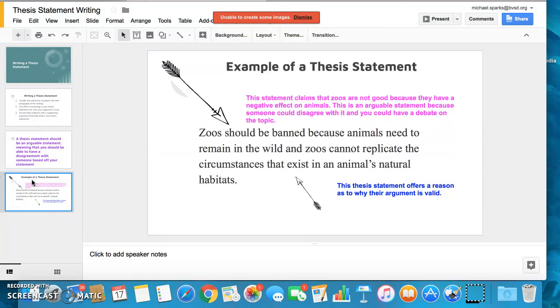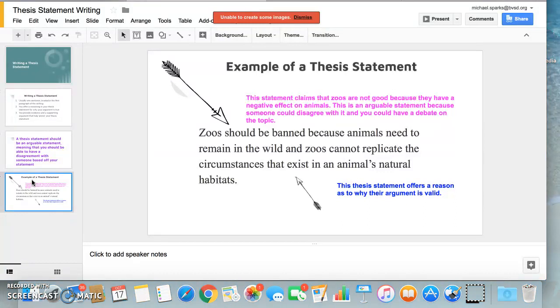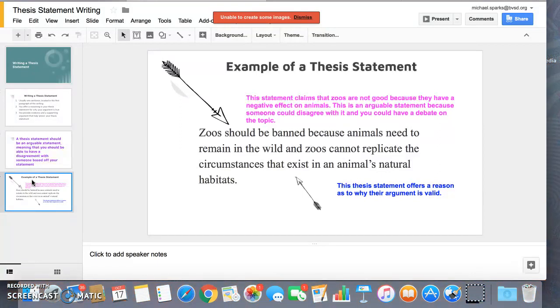The second criteria of a thesis statement is that it offers a valid reason for why it is true. Zoos should be banned because they cause harm to animals in that they cannot replicate an animal's natural habitat. When you are writing your thesis, you need to make a claim and then provide a reasoning as for why that claim is true. While you are writing the course of your paper, you will provide evidence as to why your thesis statement is true.